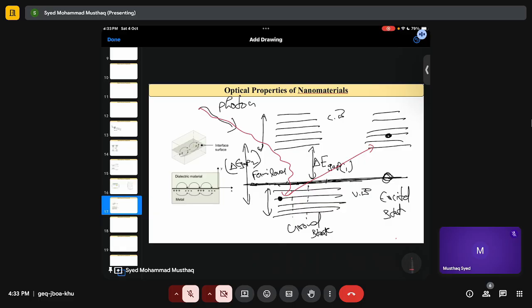And the material will just transmit that photon. Now, if the photons have energy greater than the band gap delta Eg, then the photons will start getting absorbed. So the material becomes opaque, just like metals. Then it will act as a metal.